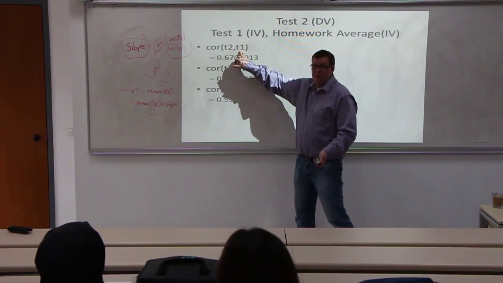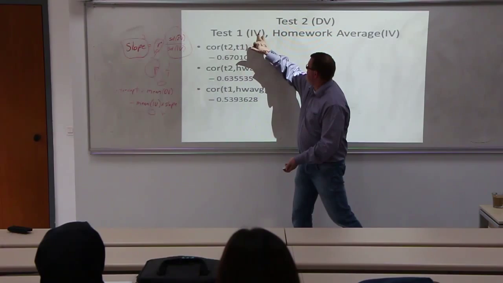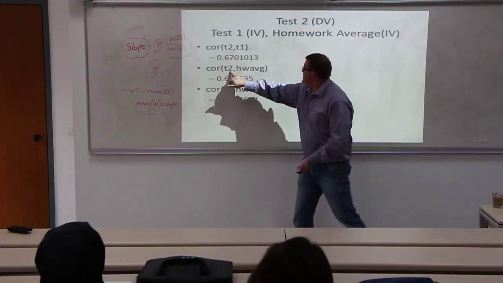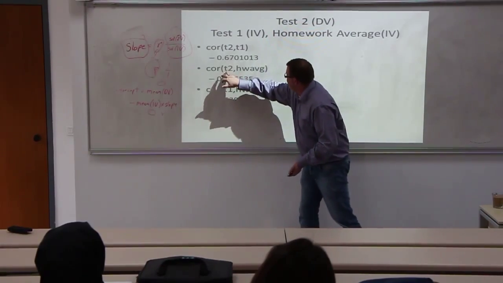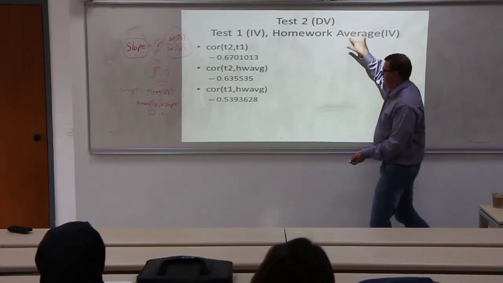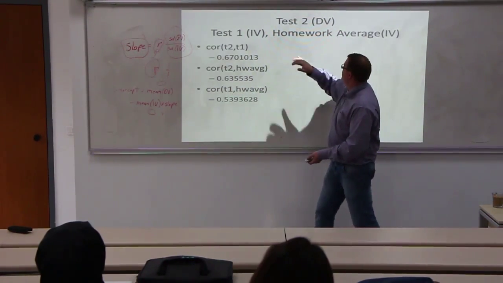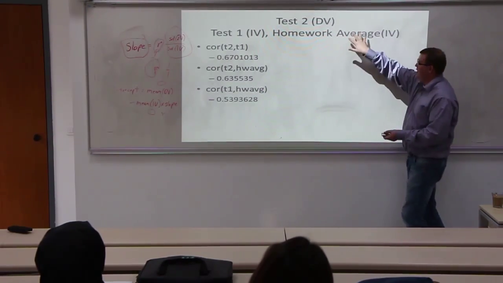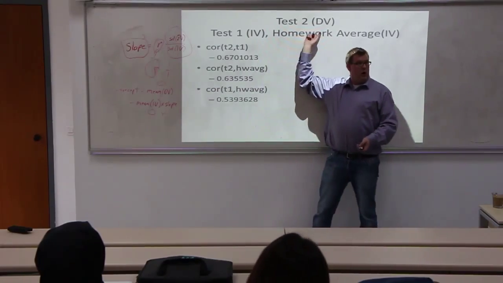I said there would be multiple correlations. So here we have our dependent variable with one of our independent variables. Here's a correlation between test 2 scores and the average homework scores. This is a different correlation between our dependent variable and the other independent variable. And we have a correlation between our test 1 scores, that's this, and our homework scores. Right? These things could be correlated.